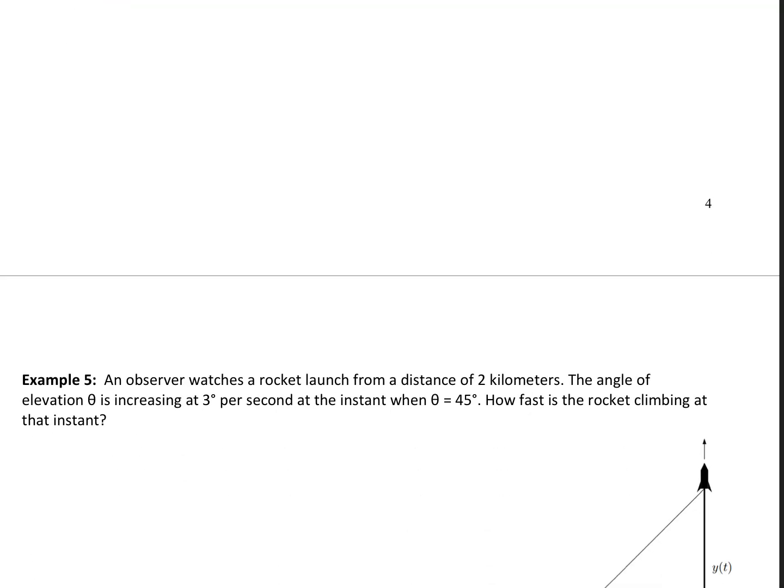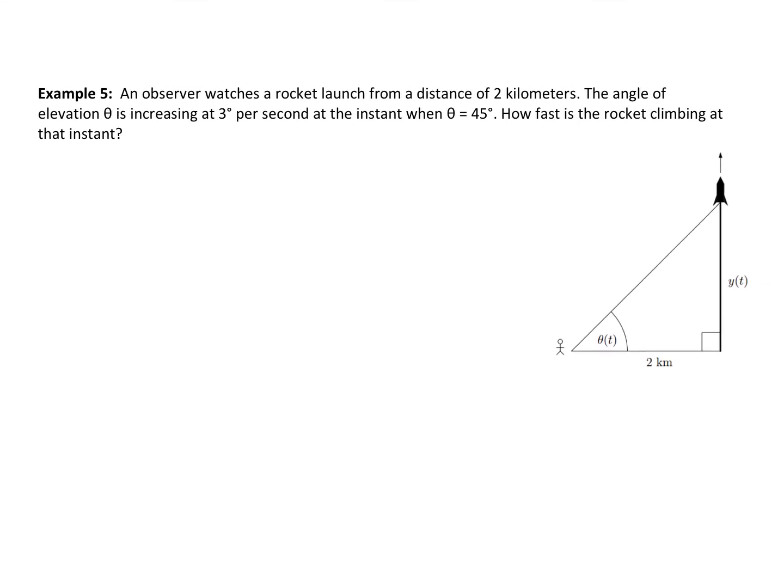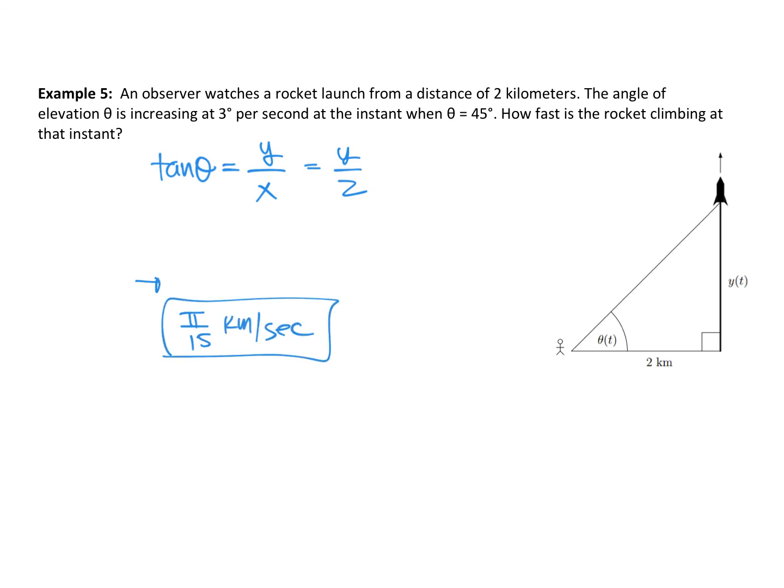Next question here. I'm not going to do all of it, but your setup is tangent theta is equal to y over x, which is basically y over 2. Then go from there, solve it, and your final answer is pi over 15 kilometers per second. This section was pretty long, and this is a lot of questions. We'll do some more practice in our meeting, okay? And we're done for this worksheet.